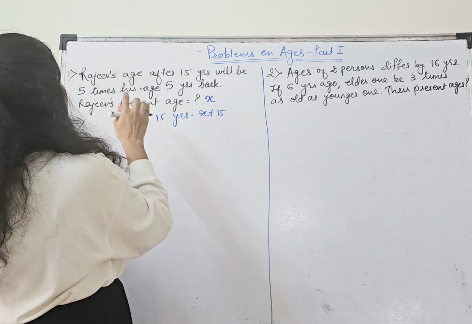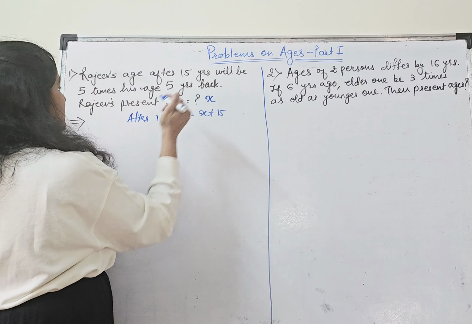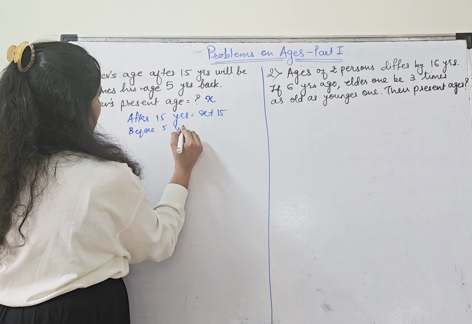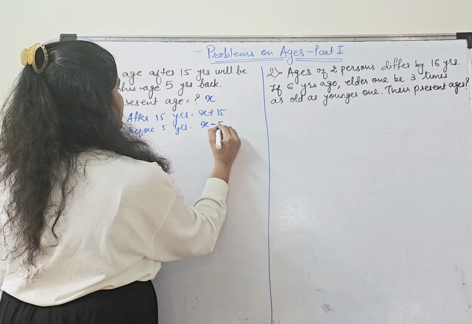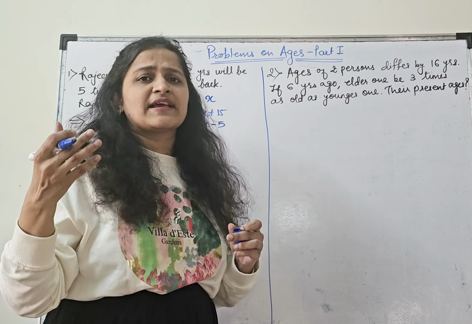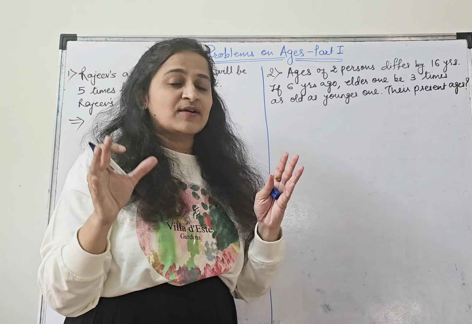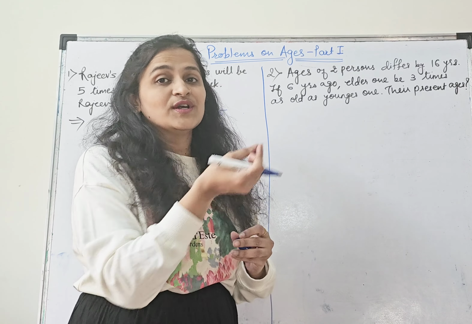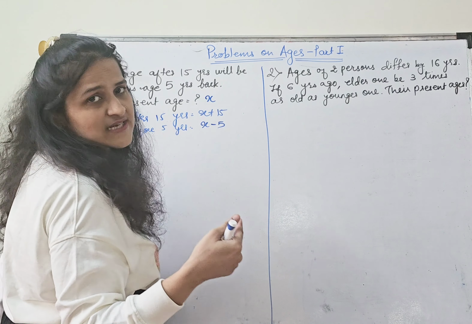And they are saying that his age after 15 years will be 5 times his age 5 years back. So before 5 years, what would be his age? Before 5 years, the way we found out after 15 years, same way we have to subtract those 5 from his present age. So that is going to be before 5 years. Say his today's age is 7 years. So before 5 years, his age was 2 years, right? I know you might find it very basic, but this is for few aspirants who are very new to this chapter, to this topic. Okay, so we are actually starting with basics only.